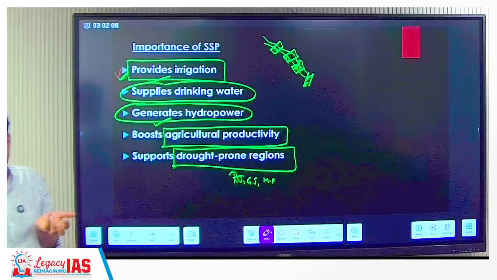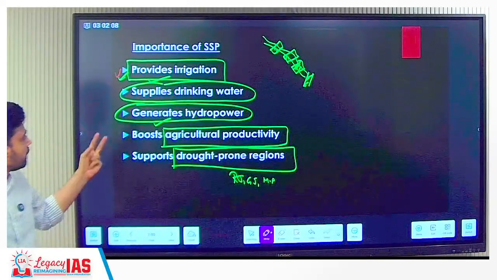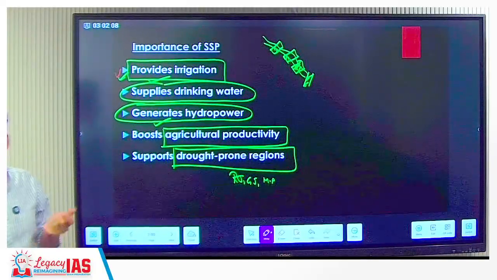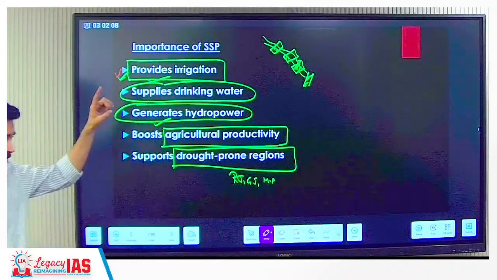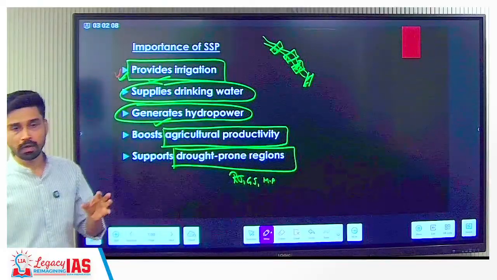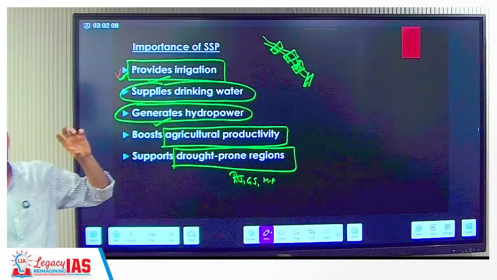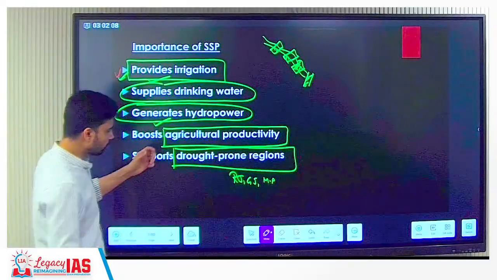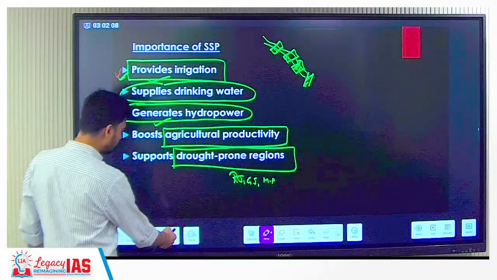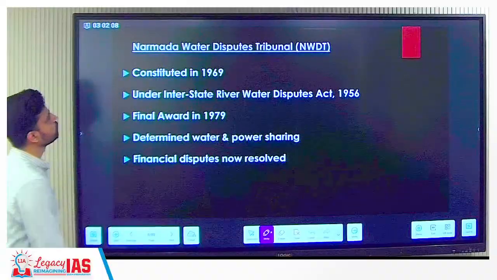Power generation, hydropower, hydroelectricity. Third, what do we have? The household sector. How? By supply of what water? Drinking water. So Narmada in this area is like, for example, in Bangalore, what do we have? Kaveri water supply. Similarly, in these states, in these districts, what do you find? Narmada water supply. So very, very important. In drought prone areas, because here you have less rainfall, its significance is much higher.